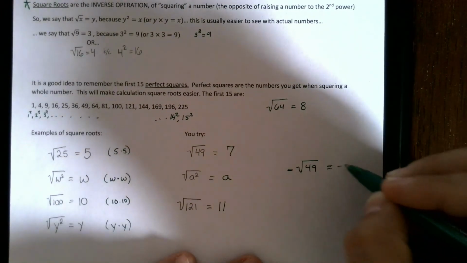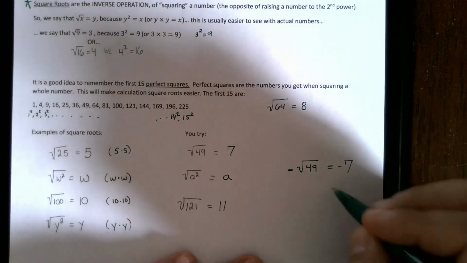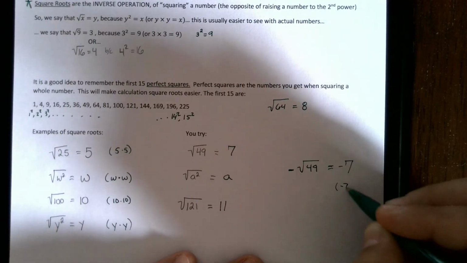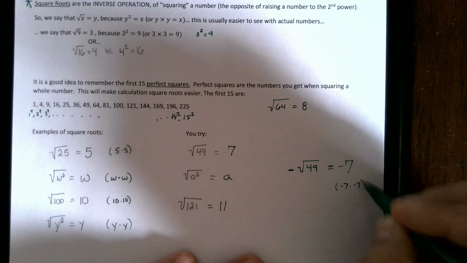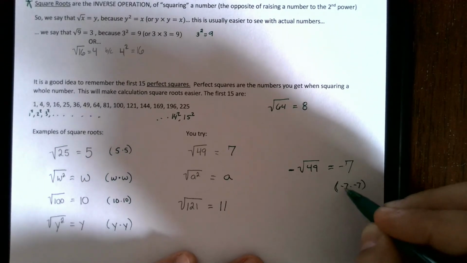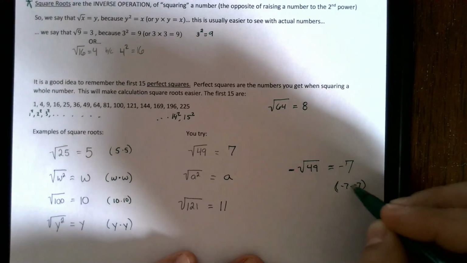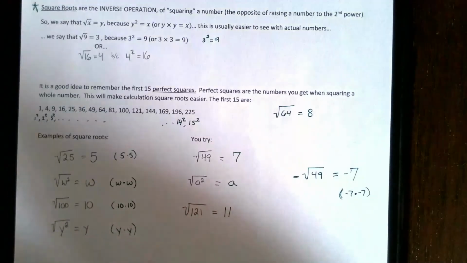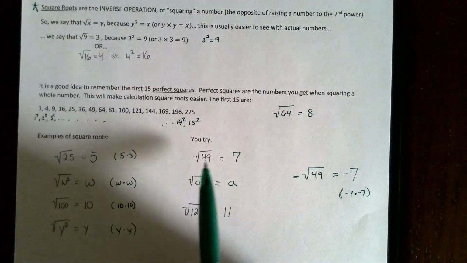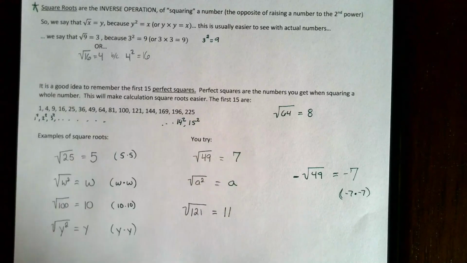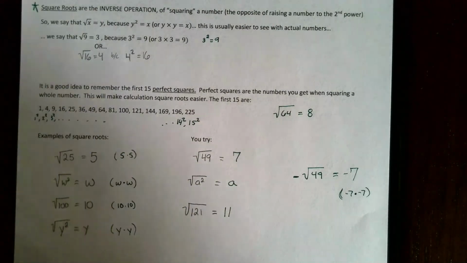And that answer would be negative 7. Why? It's the same reason, because negative 7 times negative 7 is indeed 49, the number underneath. Right? Negative times a negative is a positive. So the negative answer works too, but we assume they want the positive root unless they put a negative out in front. Okay?